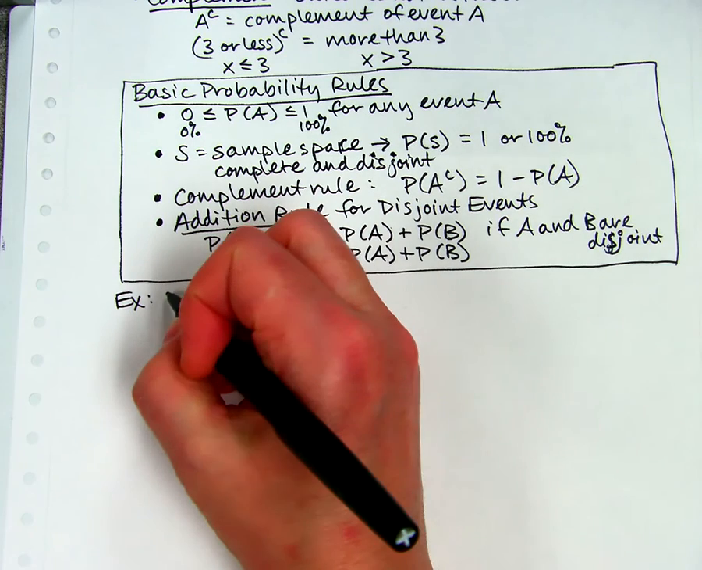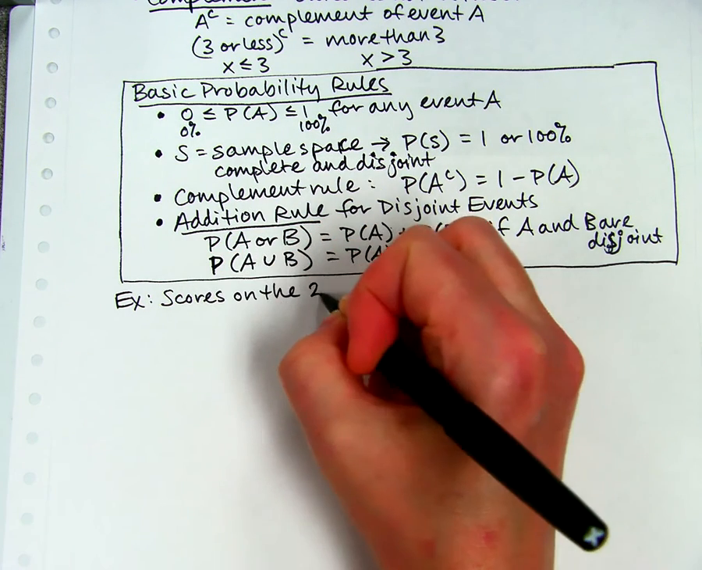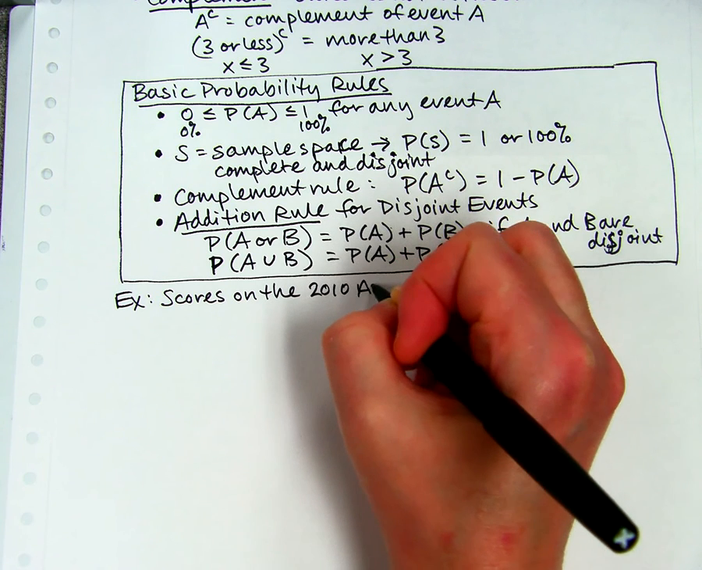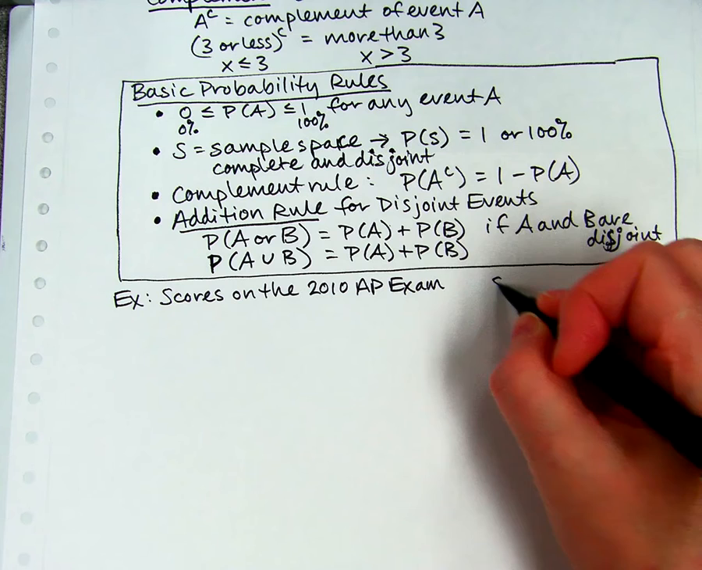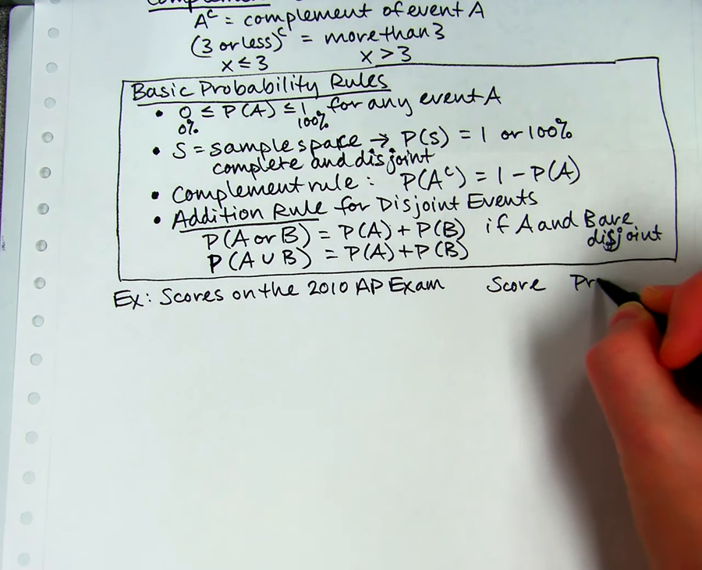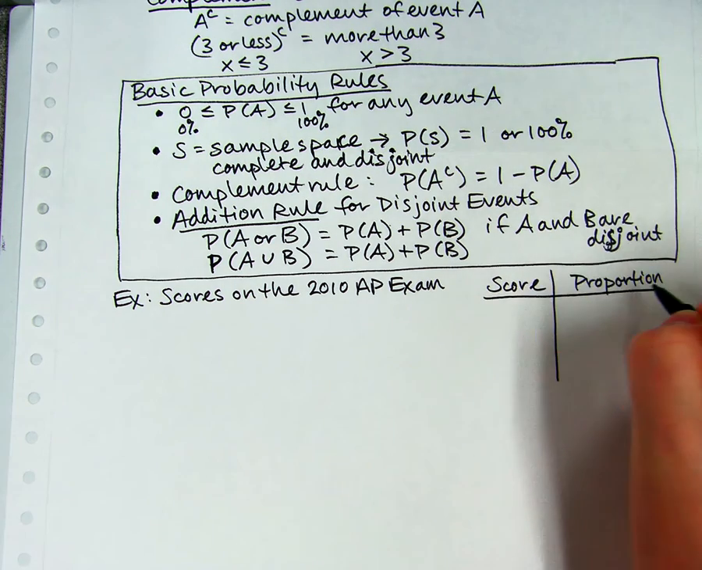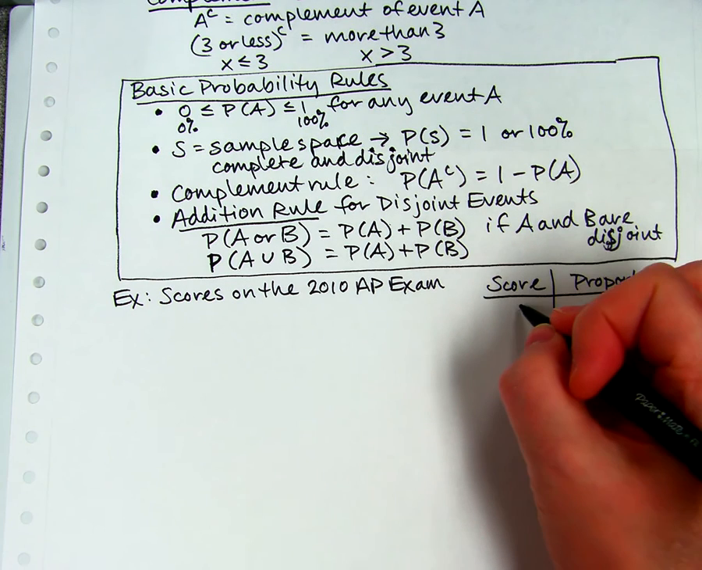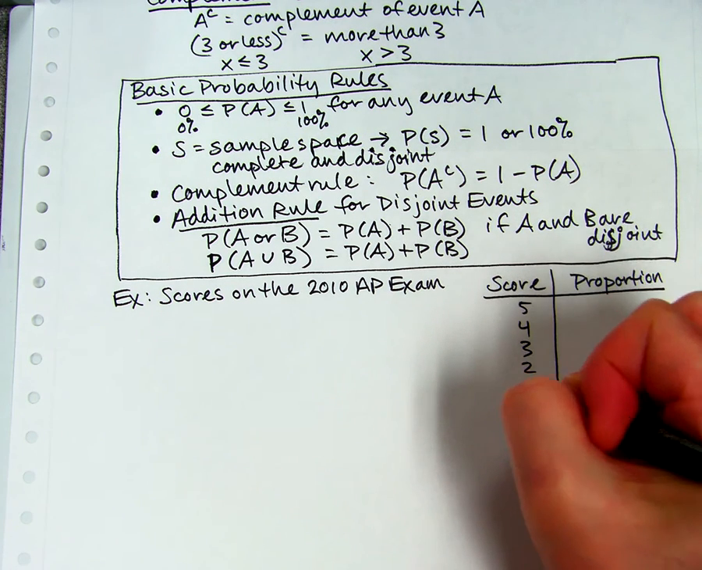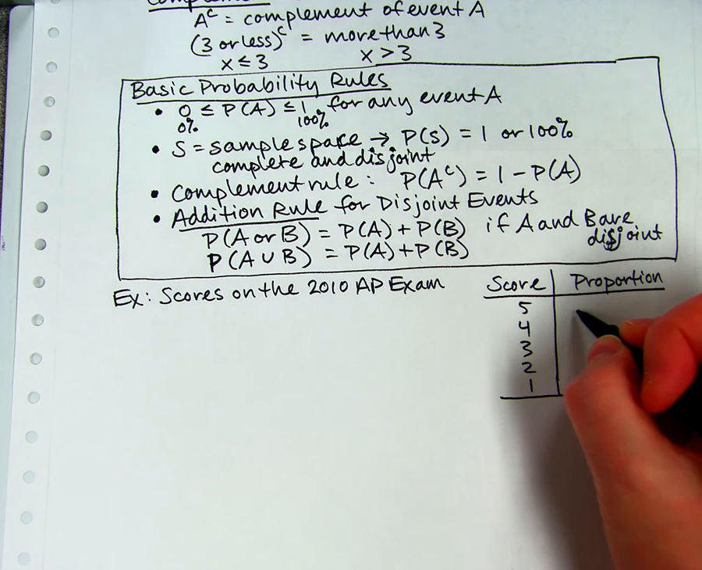So the example I wanted to do is scores on the 2010 AP exam. I suppose I could have looked up a newer one, but it doesn't matter. And so here's the list of scores and their probabilities, which is the probability distribution. Proportion is another word for probability. Basically, it's the decimal version, but it doesn't really matter whether you call it a probability or a proportion or a percent. They're all the same thing. 5, 4, 3, 2, 1. Nobody gets a 0. That's really weird to me that if you leave it blank, you get a 1.